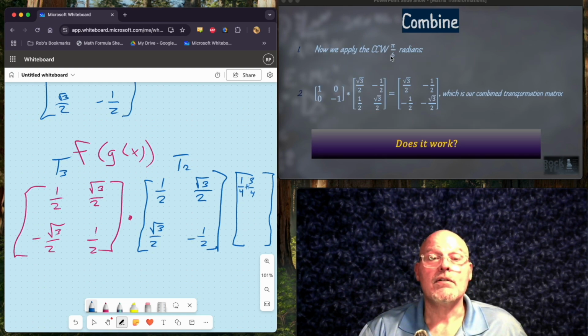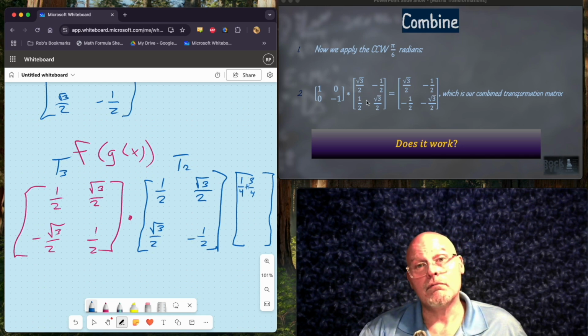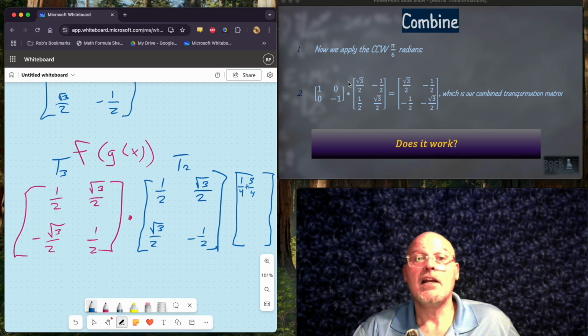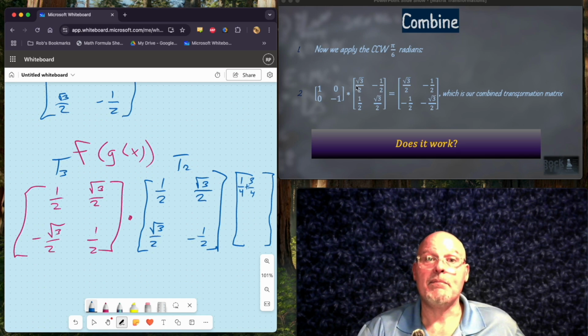So now that we've done those first two, now we apply the first transformation, or the counterclockwise by pi over 6, and this one's a lot simpler because you're just doing 1s and 0s. And so that basically keeps the top row the same and has the negative of the bottom row. And that is our final combined transformation matrix. Now, how are we going to check if we're right?